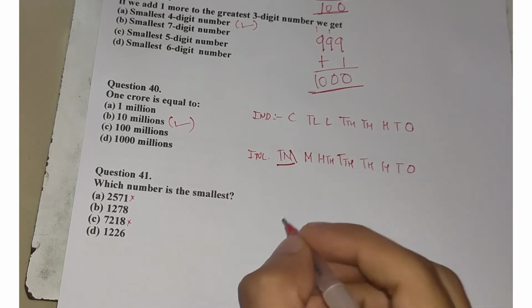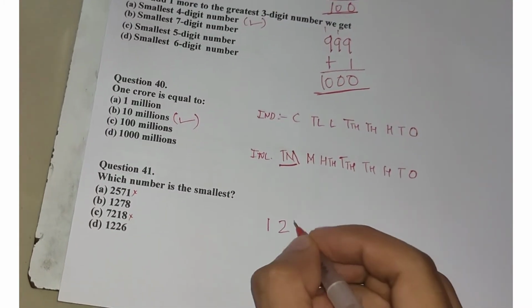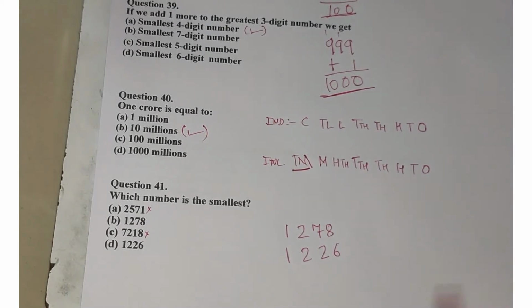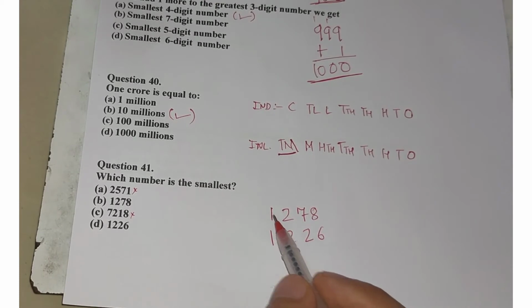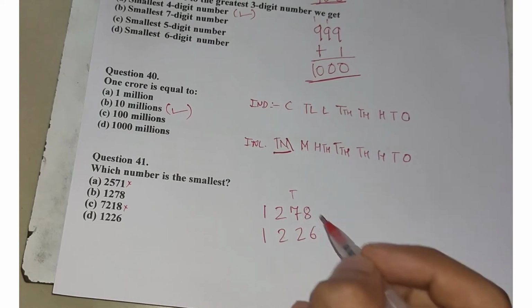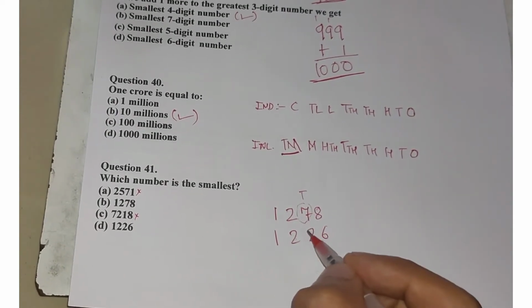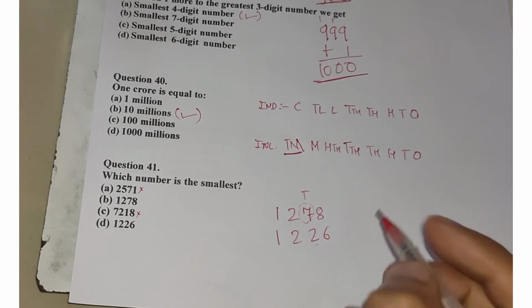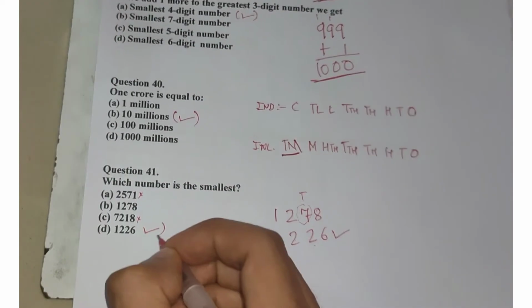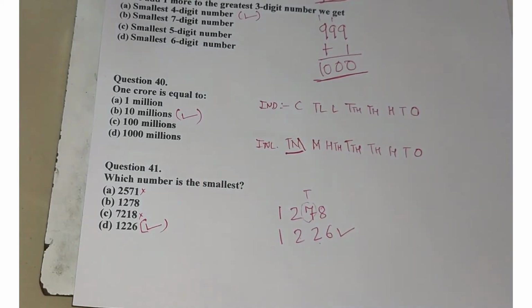Now comparing, we have two numbers: 1278 and 1226. The 1000 place is the same, the 100 place is the same, but if we look at the tens place, 7 is greater than 2. So 2 is the smaller here. So the number 1226 will be the smallest one. So option D will be the correct answer over here. Out of these 4, 1226 is the smallest number.